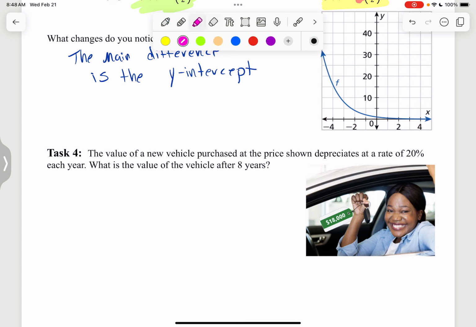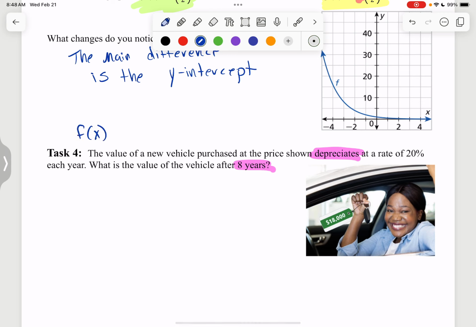If we don't know what the word depreciate means, it goes down in value at a rate of 20% each year. What is the value of the vehicle after 8 years? Okay, this is very similar to our growth model. Do you guys remember our growth model?